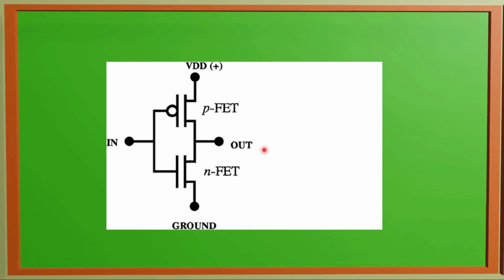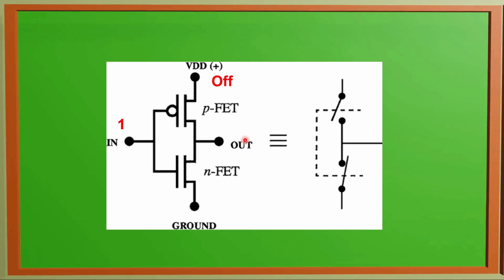So how do we get the output? When we give input 1, then the output should be 0 because the PMOS will become off. This thing we have already discussed. So what will the structure be? If the PMOS, the first one, is off, then there is no path from supply VDD towards the output. Hence we get 0 as the output.